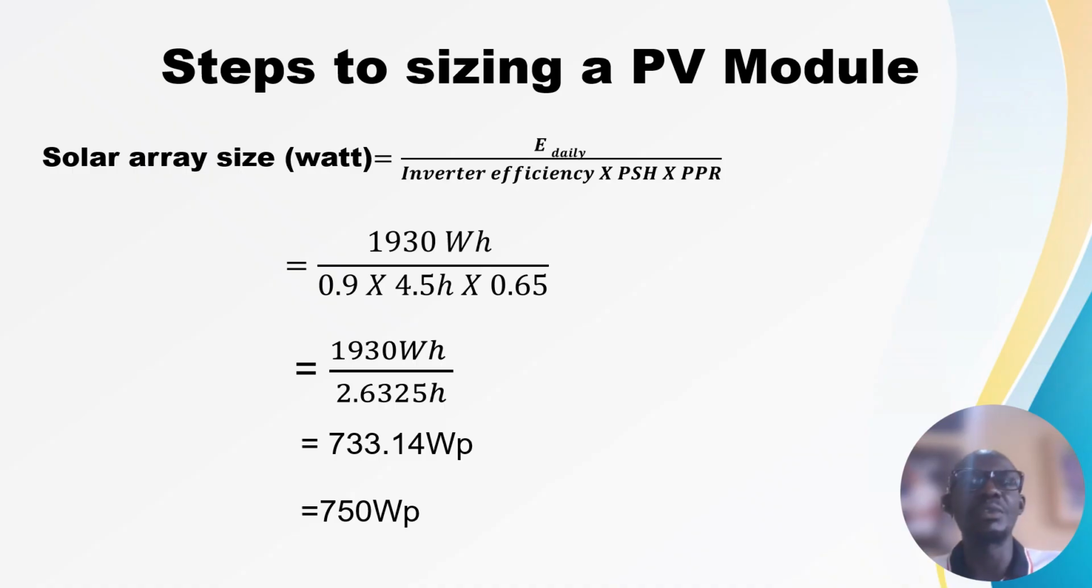So now, steps to sizing a PV module. Having the formula, solar array size, are you getting it? Watts in wattage is equal to E daily over inverter efficiency times PSH. Now, I told you earlier that the PSH means peak sun hours: how many hours you experience sunshine in a day, averagely.